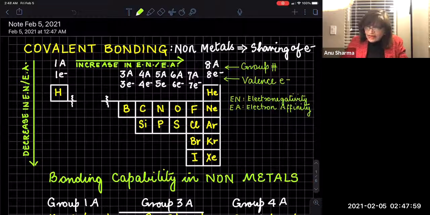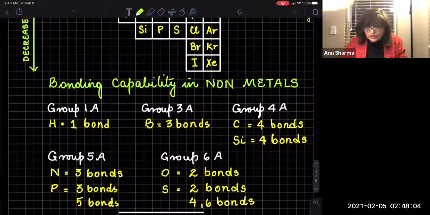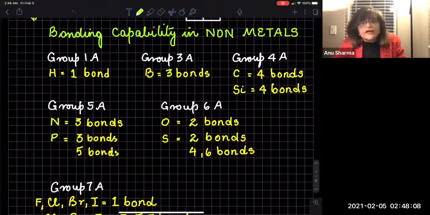Okay, so that was a general basic introduction to nonmetals. You need to know their symbols and their names. Now let's look at the bonding capabilities in the nonmetals. Group 1A, hydrogen, contains only one electron, so it is only going to make one bond. Group 3A is boron, which contains 3 valence electrons, so it's going to make only 3 bonds. Now group 4A contains 4 valence electrons, so carbon and silicon are going to make 4 bonds.